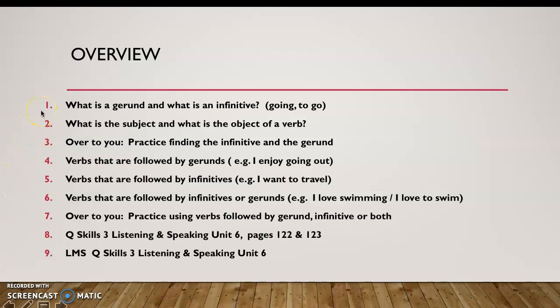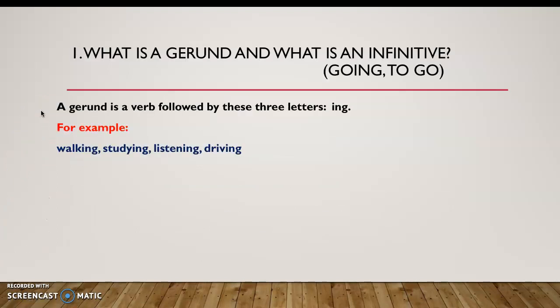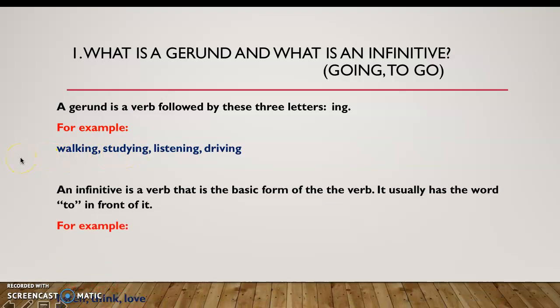What is a gerund and what is an infinitive? Okay, let's go. Basically, a gerund is a verb followed by these letters, ing. For example, walking, studying, listening, driving. You have the verb walk plus ing, study plus ing. So what's an infinitive? An infinitive is a verb that is the basic form of the verb and it usually has the word to in front of it. For example, listen, think, love, or to walk, to study, to listen, to drive, to love, to think. These are infinitives. These are gerunds. Easy, isn't it?